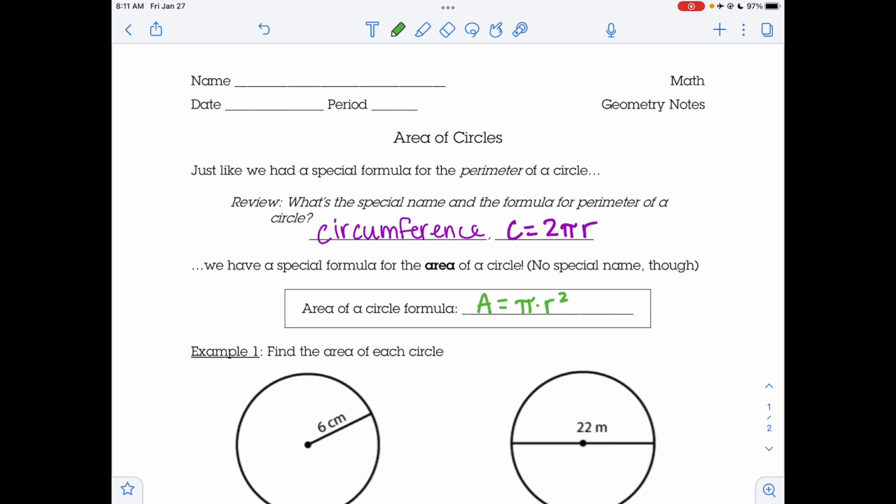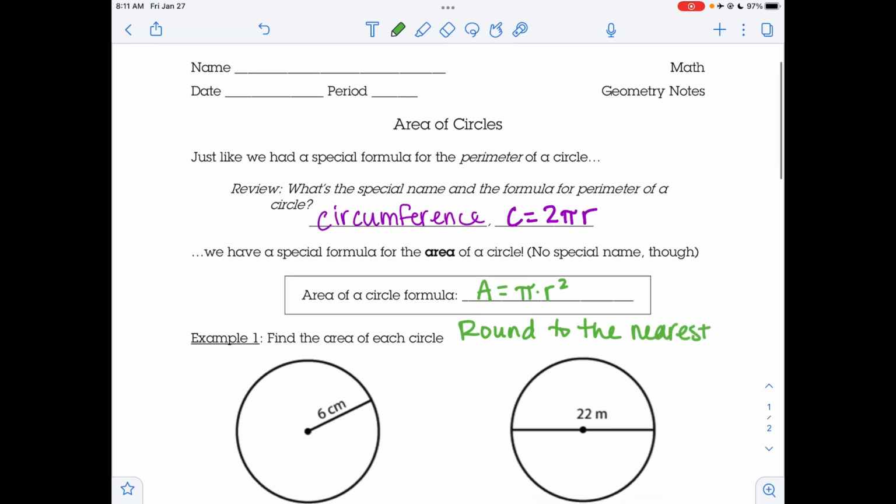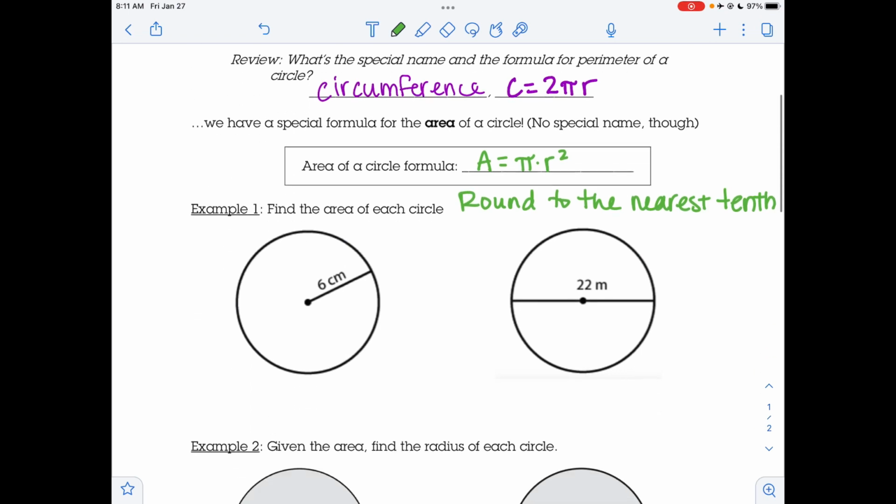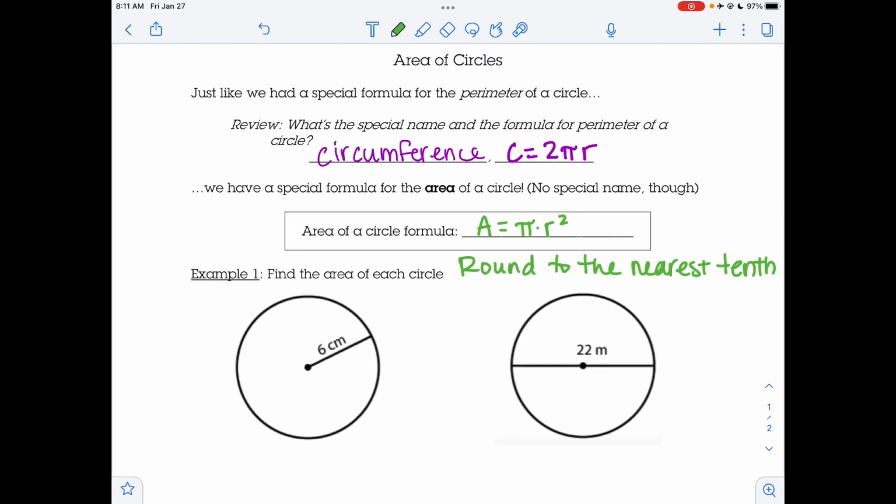I always want you to round to the nearest tenth. Remember, that is one number after the decimal place. To decide whether you keep it or raise it, you look at the second number, but you only write one number. Okay, so example 1, pretty straightforward.